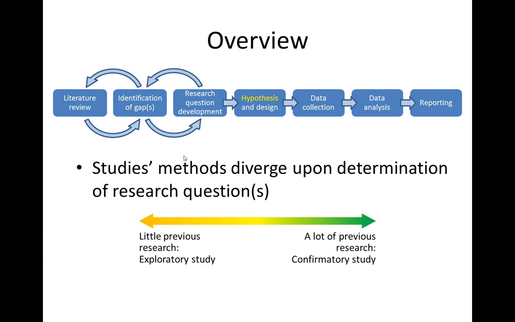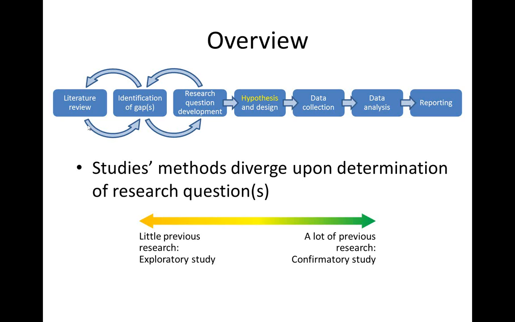The methods that you use are going to depend on these first initial stages. If there's little previous research, you're going to be looking at a more exploratory study. If there's been a lot of previous work, you're going to want to basically confirm some relationships or explore more nuanced relationships between variables that are of interest to you. And I'll talk a lot more in depth about what each of these stages entails as we move forward.